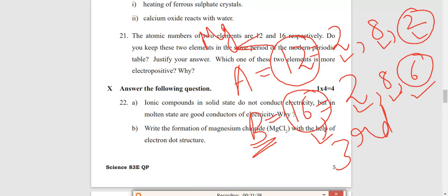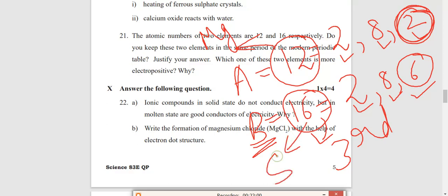Which of these two elements is more electropositive? Electropositive character means the nature by which the elements can easily donate electrons. So over there we can see that this element, that is magnesium, is having 2 electrons in the outermost shell. So this element can easily donate its 2 electrons. So magnesium will be more electropositive as compared to element B, that is 16.